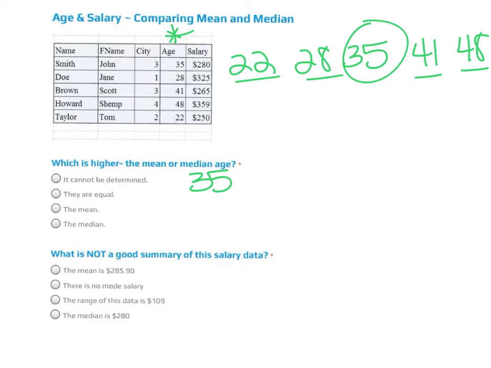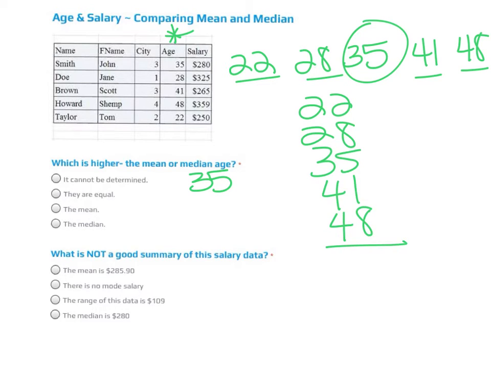To find my average, or my mean, I add all of those up. 22 plus 28 plus 35 plus 41 plus 48. I have 10, 15, 16, 24, 2, 4, 6, 9, 13, 17, and then I divide by my number of data points, which is 5.